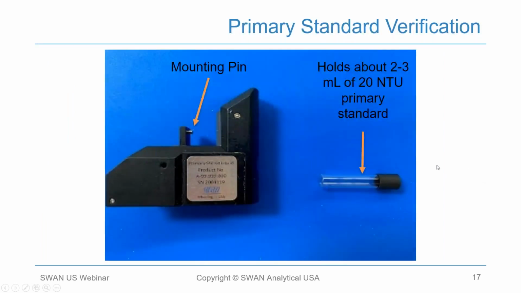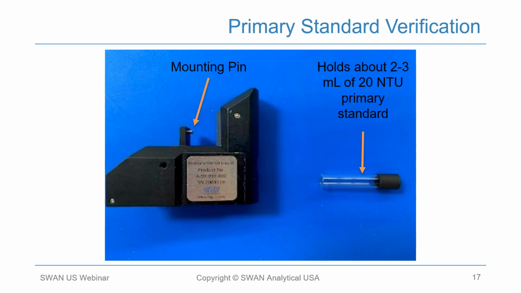Now, this primary standard verification kit has a mounting pin, and it holds about 2 to 3 mils of 20 NTU standard. You can use that same standard to do all your instruments. So you probably run out of date on the standard before you will use it all. So even if you had 30 instruments, you can use that same little vial to do all of them. You want to fill this up to 0 headspace like a THM or HAA sample.